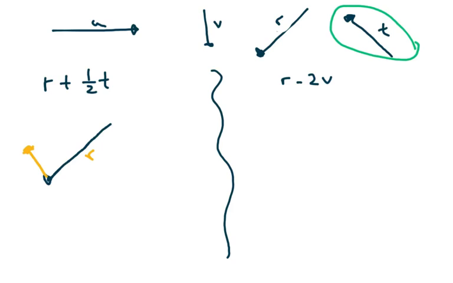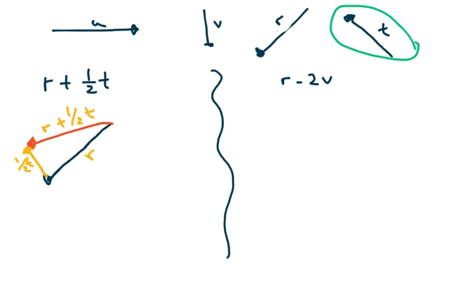And then to get the resulting vector, you draw from the tail of the R to the tip of the 1/2 t. So this was 1/2 t. I just halved my original. And the resulting vector is R plus 1/2 t.